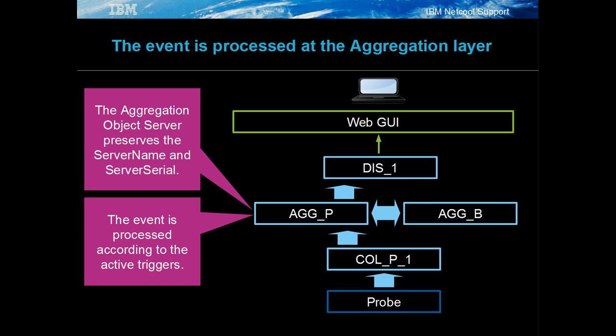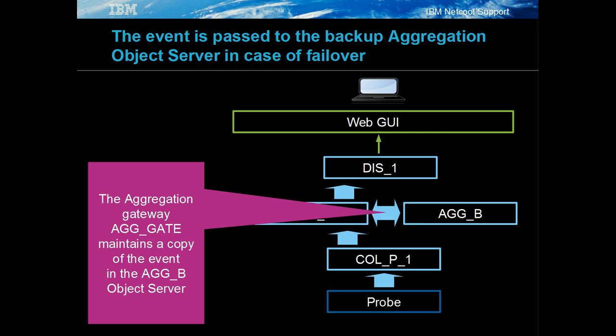In the aggregation layer, the event is processed by the object server that is acting as the primary object server. The aggregation layer must only have one object server acting as the primary. If there are custom triggers, these must be disabled in the backup object server and become active only if the backup object server is the acting primary object server. The aggregation gateway maintains a copy of the events in the backup object server in case of failover.